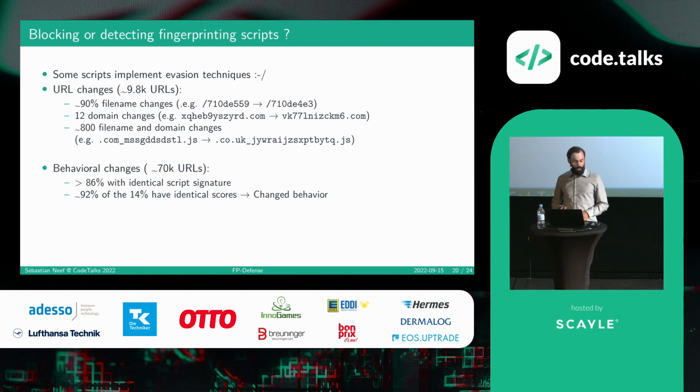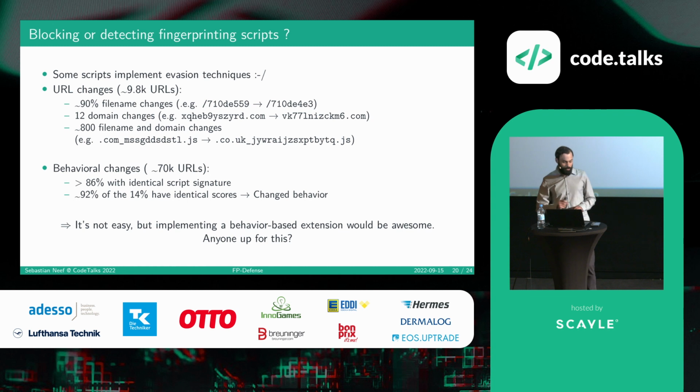And then we have 92% of the remaining 40% that still have identical scores. So the same amount of feature groups is accessed, but it has a different script signature. So somehow the script changed, which would tell us the behavior changed. Maybe they're trying to randomize their access patterns to those properties to not flag as many things. So it's not easy to detect or block fingerprinting scripts, I would say.